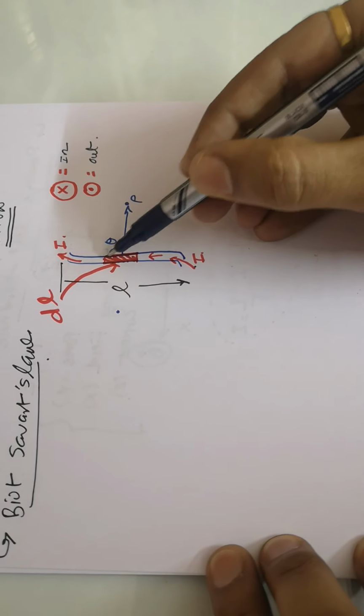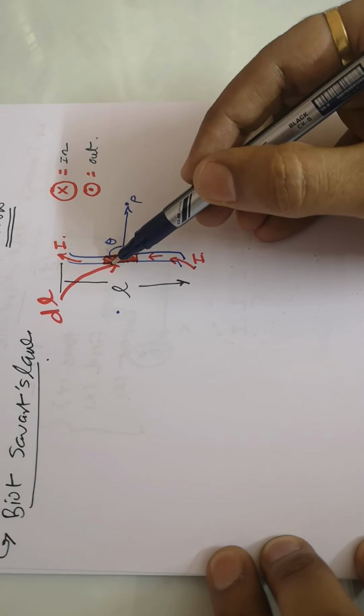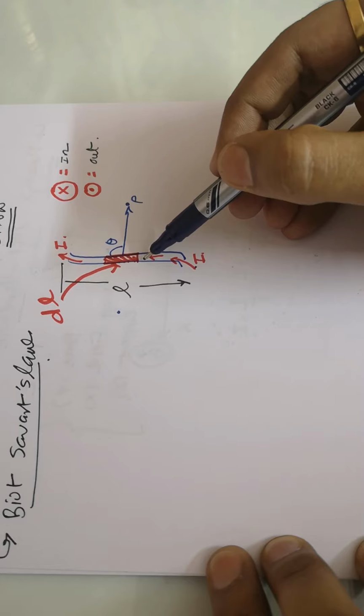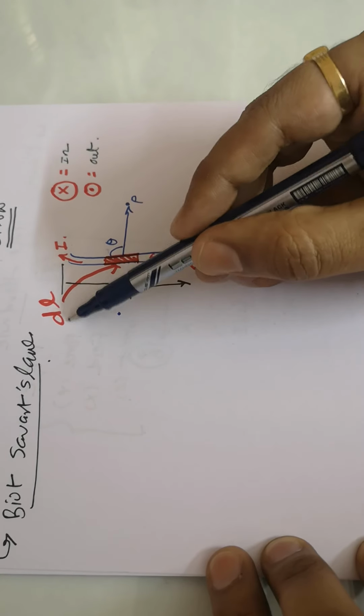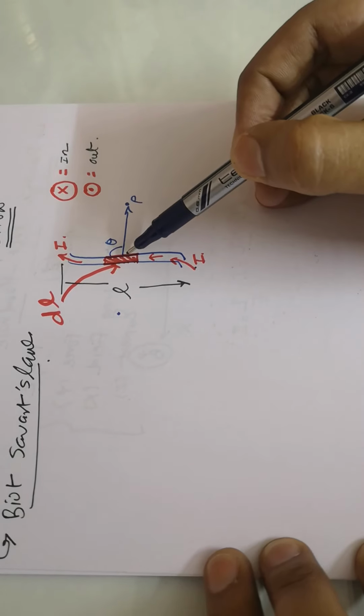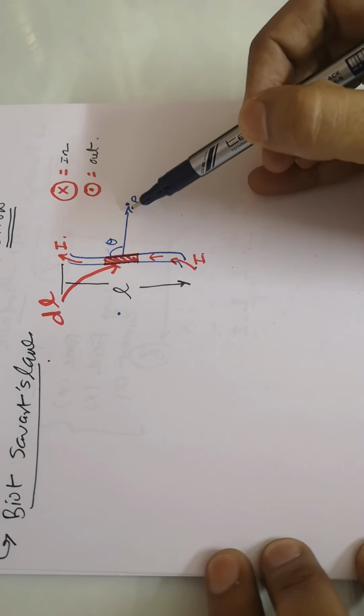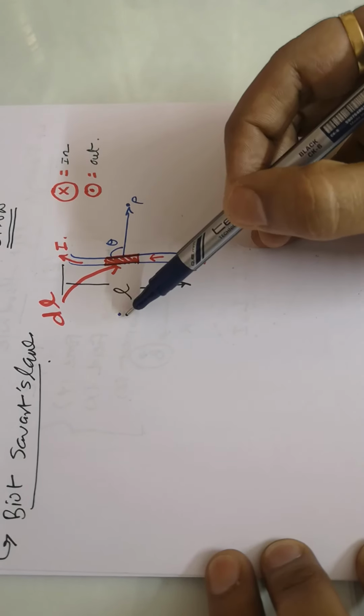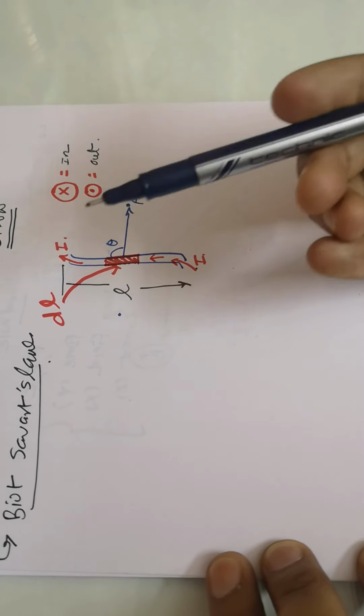I have placed one red portion, which is called a smaller length segment. Current is also passing through it, shown as the dl length segment. Because current is passing, it is either coming inside or going outside, as per our thumb rule.